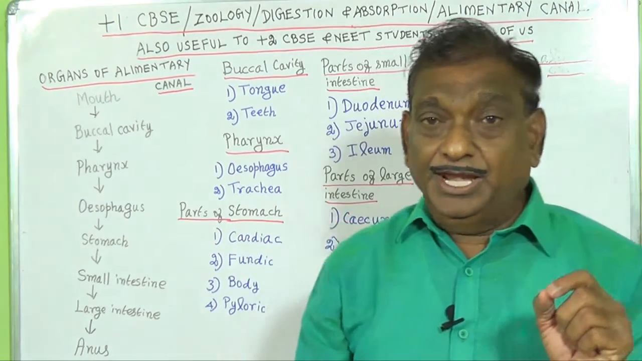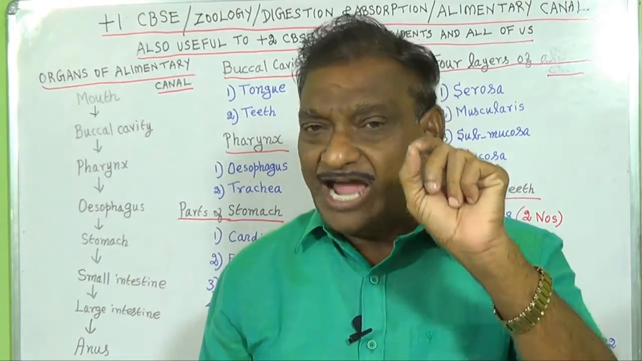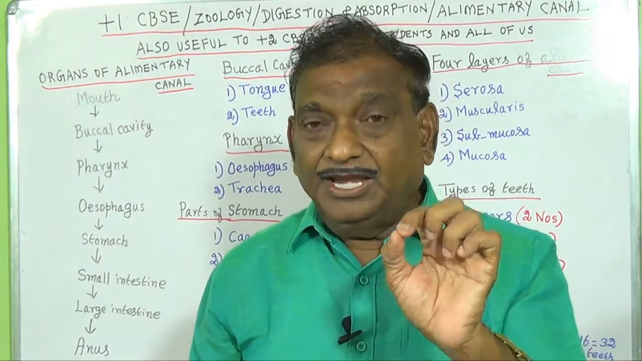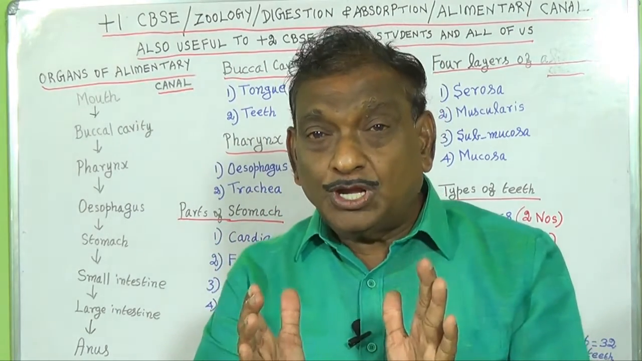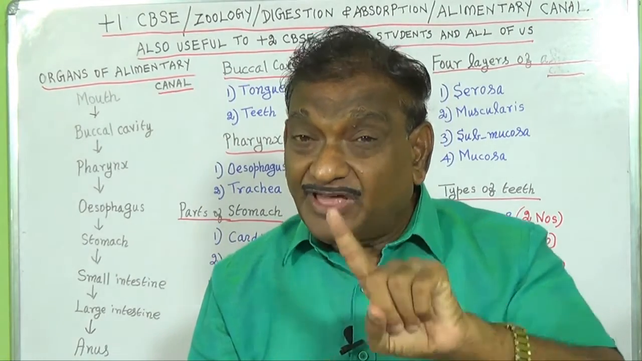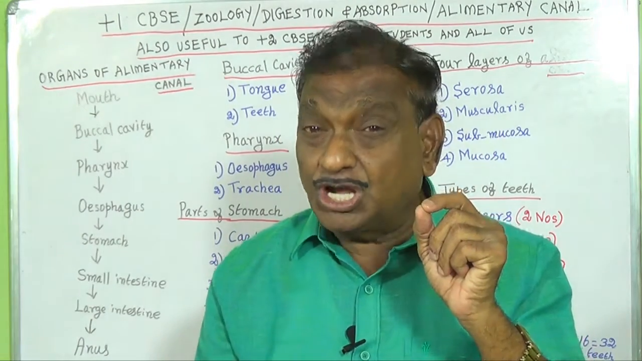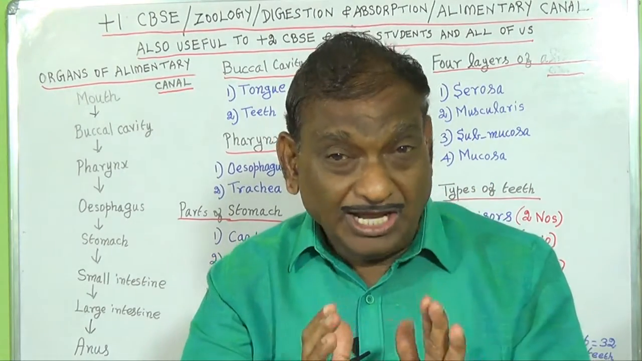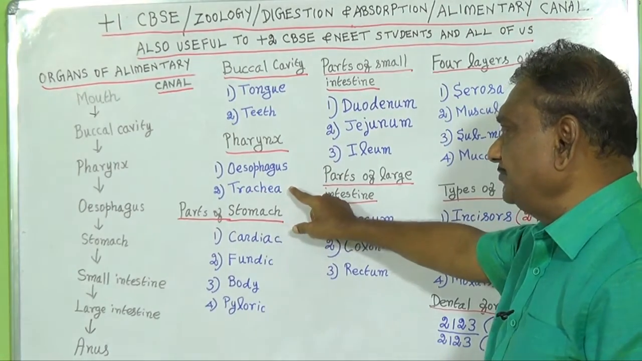Then in the buccal cavity there are 2 organs. One is the tongue, another is the teeth. Then in the case of the pharynx, 2 pipes open into it. One is the food pipe, another is the windpipe. We know that the food pipe is called esophagus and the windpipe is called trachea. Pharynx: 1 esophagus, 2 trachea.